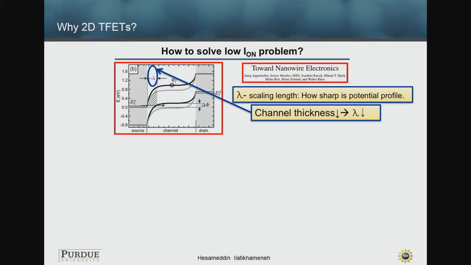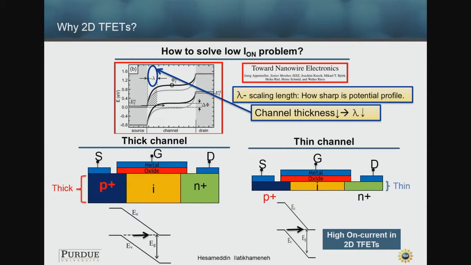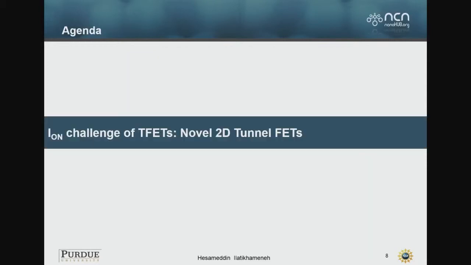Here I'm showing the scaling length, which determines how sharp the potential profile is. This scaling length is related to the tunneling distance, and it has been known for 20 years that if we decrease the channel thickness, this scaling length would be smaller. So let's compare a thick channel versus a thin channel tunnel FET. In the thin channel tunnel FET, we expect the tunneling distance to be smaller, and the on current to be higher. That was the motivation. That's why we are looking for 2D tunnel FETs.